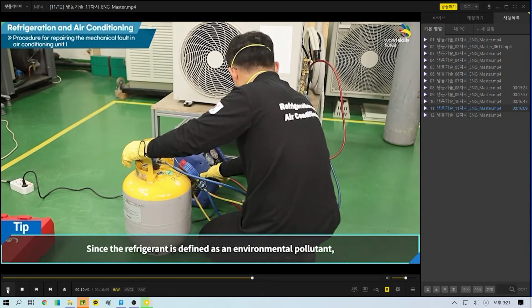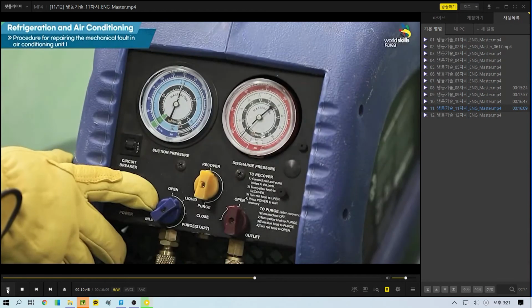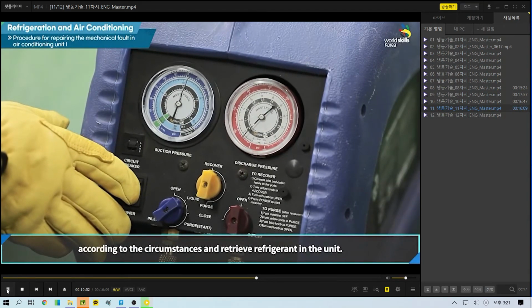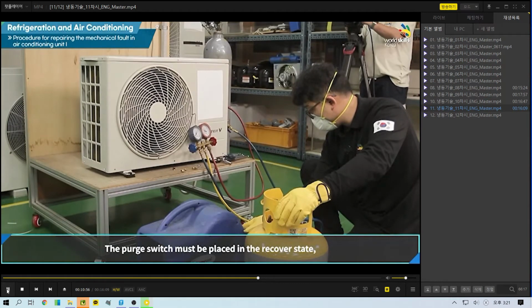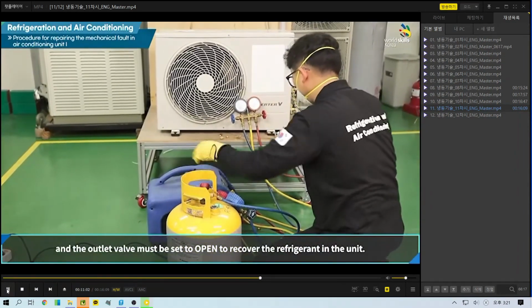Since the refrigerant is defined as an environmental pollutant, make sure to be especially attentive when dealing with the refrigerant. Set the inlet switch to open and liquid according to the circumstances and retrieve refrigerant in the unit. The purge switch must be placed in the recover state and the outlet valve must be set to open to recover the refrigerant in the unit.